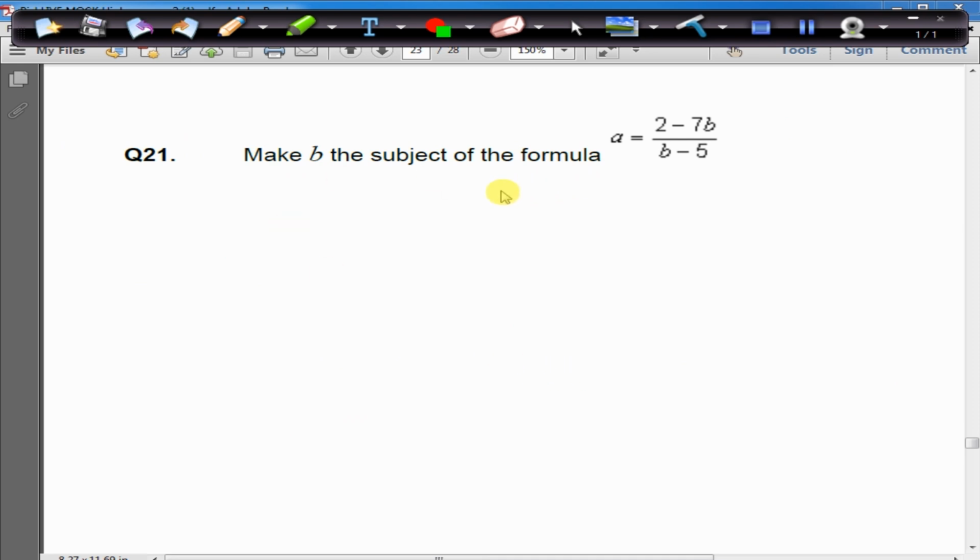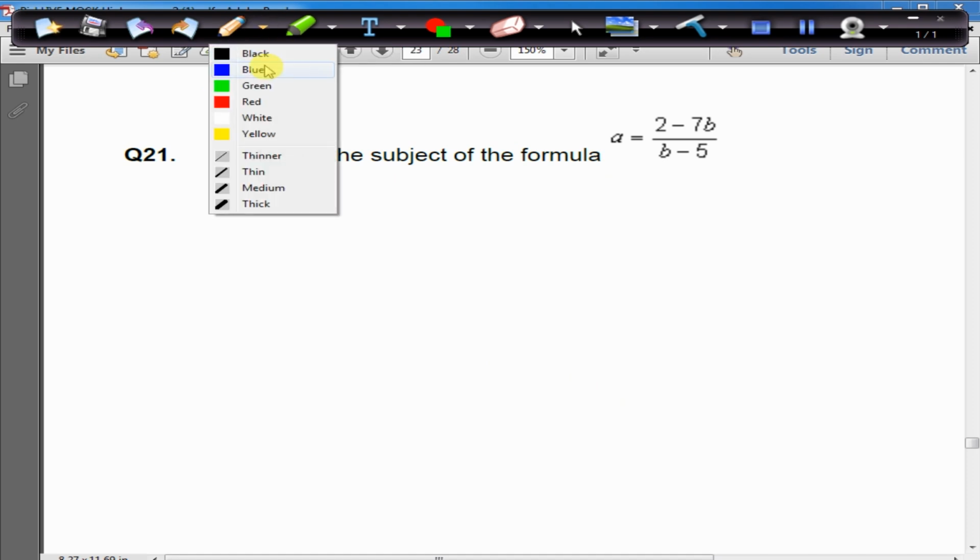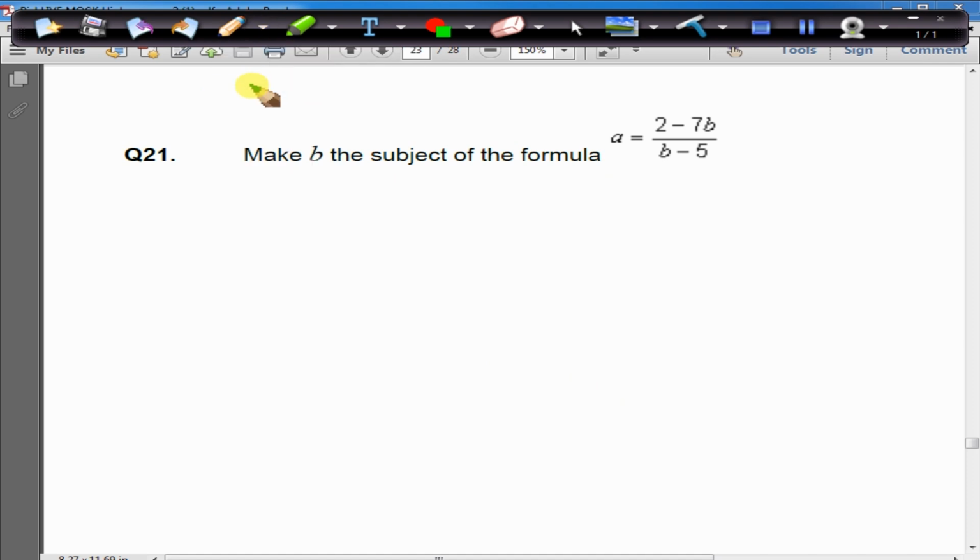Make B the subject of the formula. Now, what can you tell me, Idris, about the B? Have you done this question, Idris? Well, look, we need to all pay attention then. Who's on this question, number 21? One person, 2, 3, 4, good. How many B's do we have first of all, Idris? One here and one there.